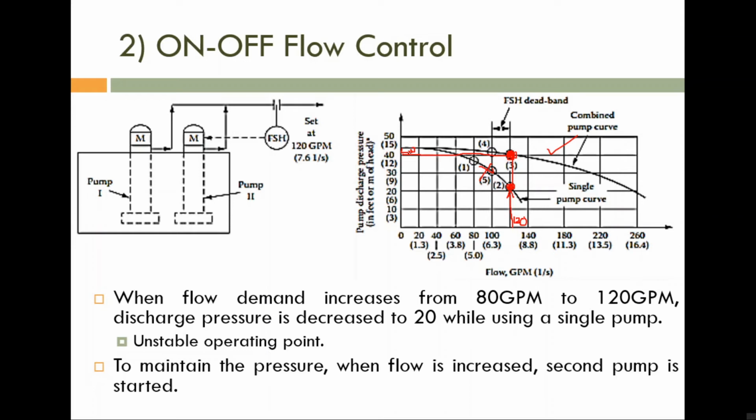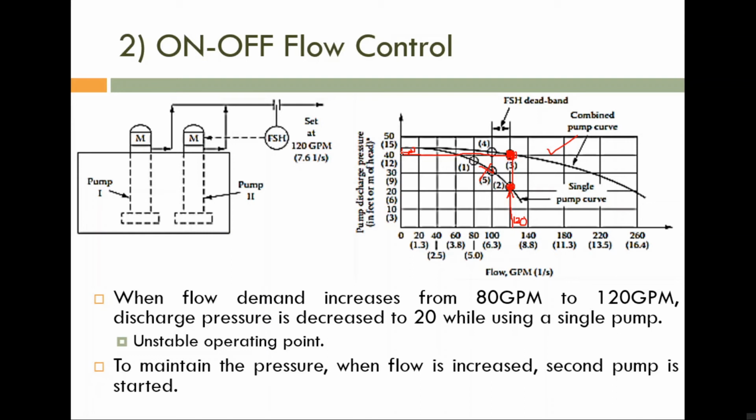As now the single curve is not existing, if you have the new curve, then the operating point is shifted to point 3. So now this one is the operating point corresponding to 120 GPM, where 120 GPM is the required flow rate, means the flow demand. So corresponding to that flow rate, now the pressure is 40 psi, means around 38 psi. So you can see that the change in pressure is reduced by starting one more pump parallel to the primary pump.